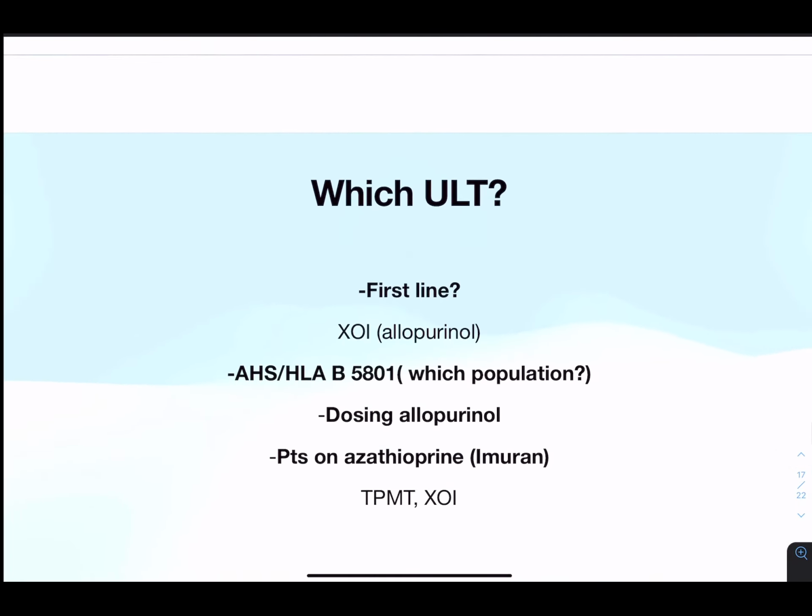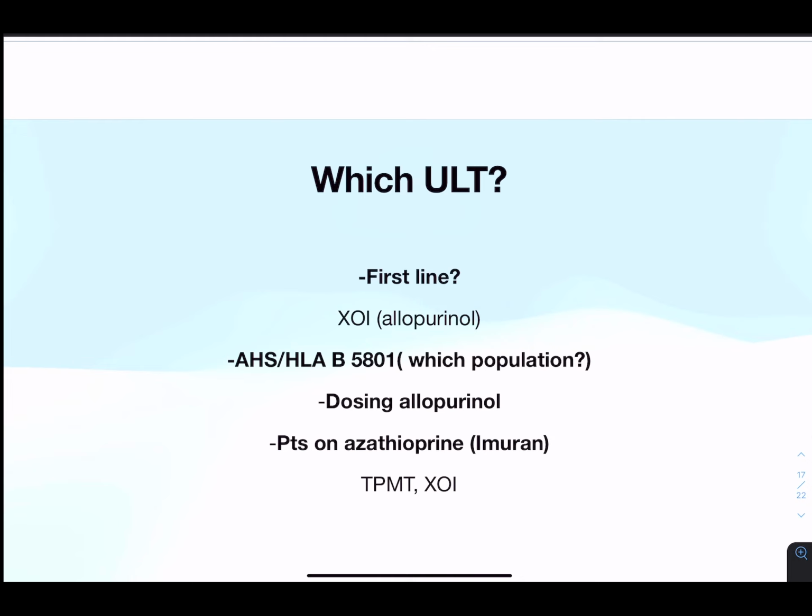This is also a review from last week's lecture, but given everything is the same and there are no obvious contraindications to any of the following medications, you want to start with a xanthine oxidase inhibitor, especially allopurinol. Allopurinol is your first line ULT treatment in gout patients. Let's talk more about allopurinol. First, AHS, or allopurinol hypersensitivity syndrome. You need to know this.